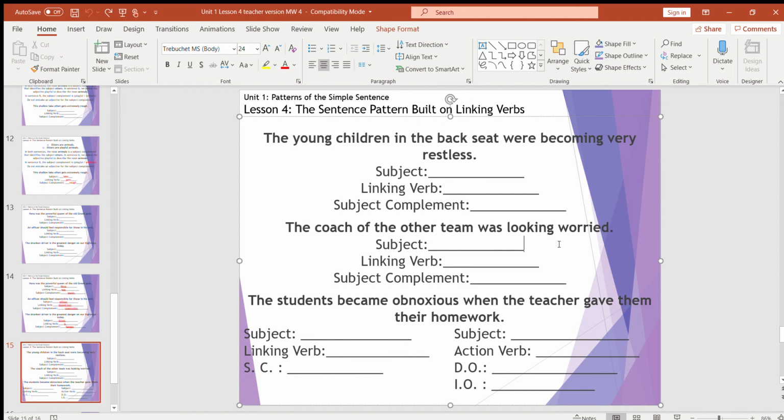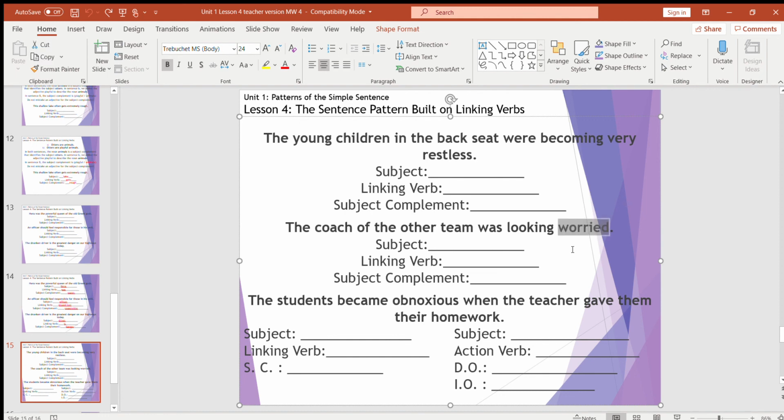The coach of the other team was looking worried. What's my verb here? We have "was looking," right? Who or what was looking? Is it the team or the coach? Which of the two was looking? It would be the coach was looking. And what was the coach looking? He or she was looking worried.